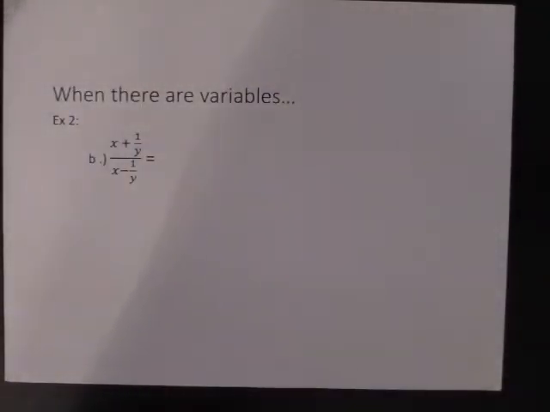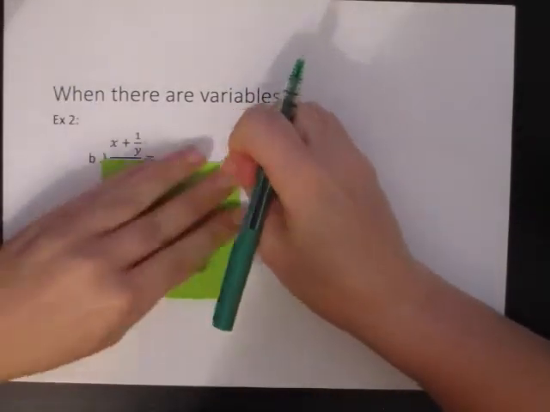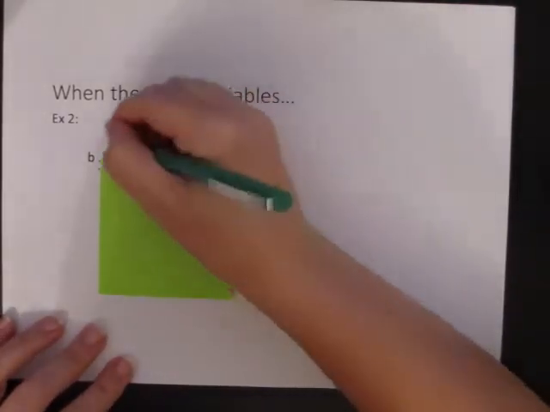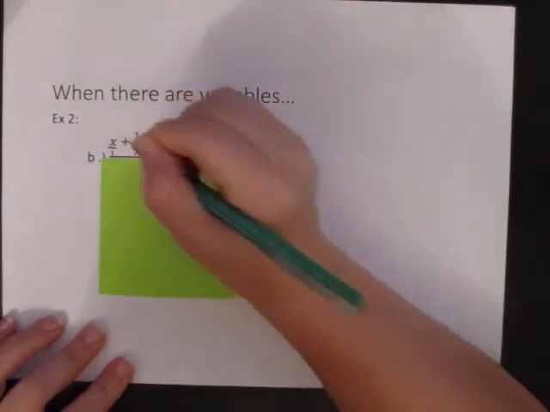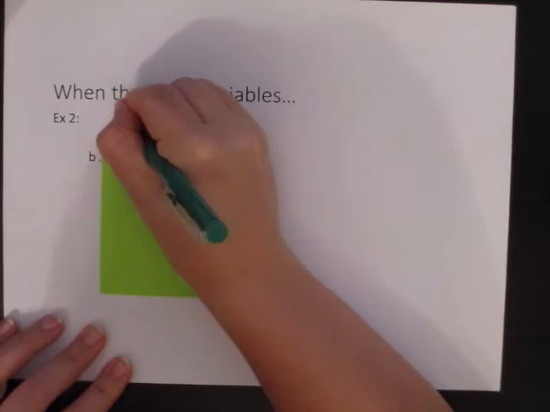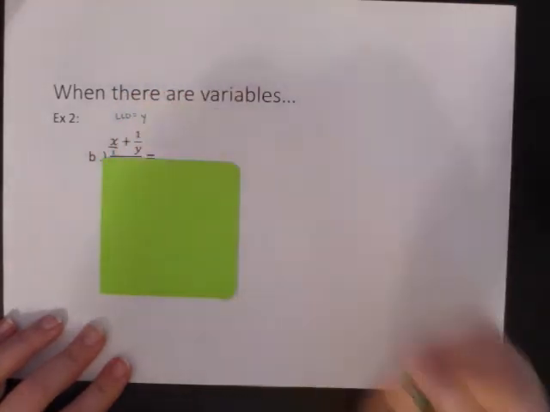Okay, so step 1, we got to deal with the numerator. So I don't even care about the denominator, so I'm going to cover that up. So I've got x plus 1 over y. So underneath this x, I'm going to put a 1 so I can create it to be a fraction, and I see that my denominators are not the same. So I have to find my LCD. So for 1 and y, it's going to be y.